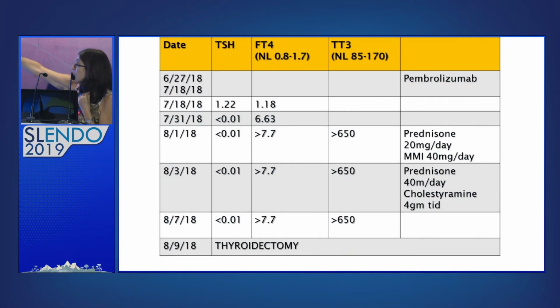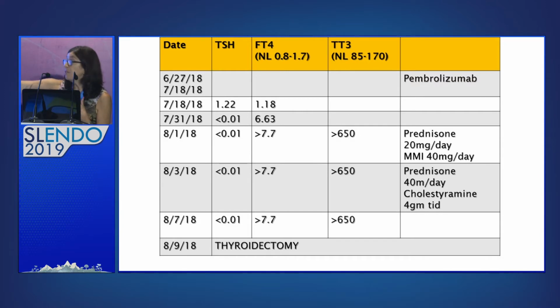And you can see what happened with her was she was started on prednisone and methimazole until the TRAb came back, because yes, you can also get Graves' disease sometimes with these drugs. The TRAb came back, it was negative. She was even started on cholestyramine to prevent the enterohepatic circulation. You can see that her free T4 did not change. And she was really sick, and we sent her to thyroidectomy.